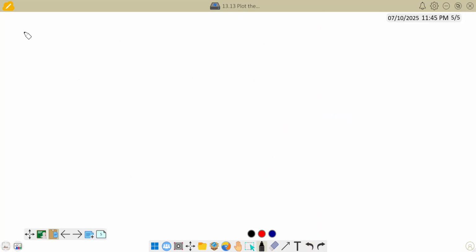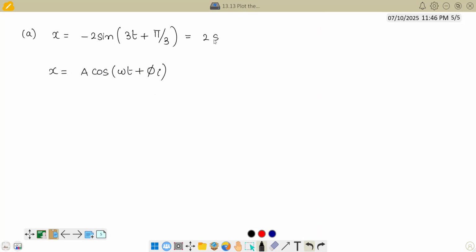Now, the first function is given as x equals minus 2 sine (3t plus pi by 3). I always compare with x equals A cos (omega t plus phi initial). But we have this negative sign. If you want to remove a negative sign in front of a trigonometric function, especially a sine function, you have to add pi. So 2 sine (3t plus pi by 3), add 1 pi to this.